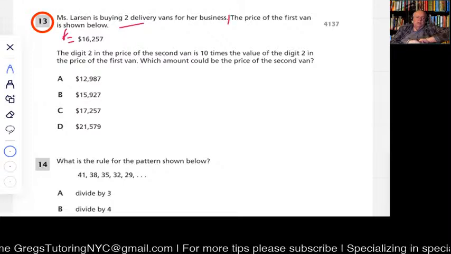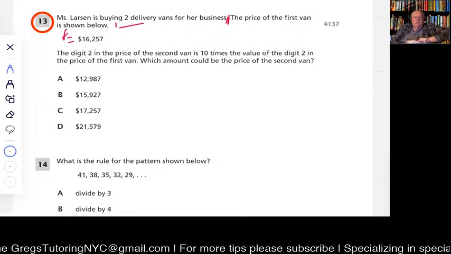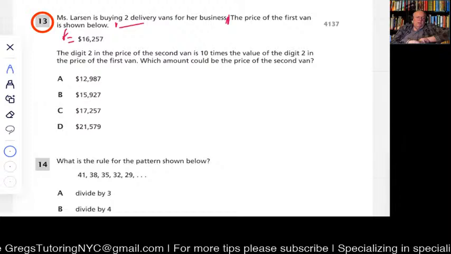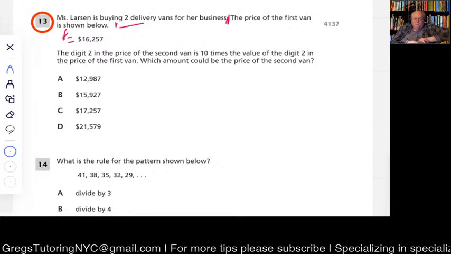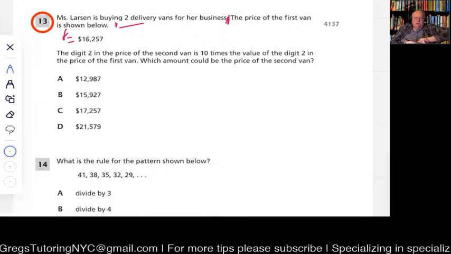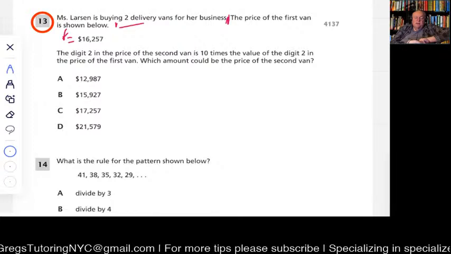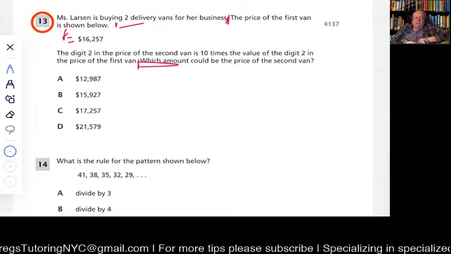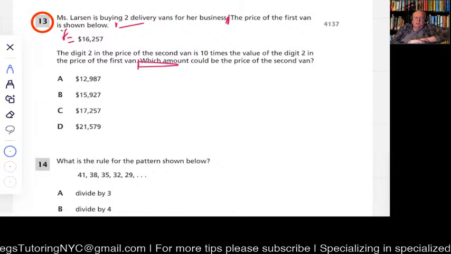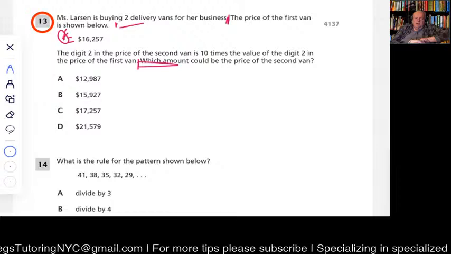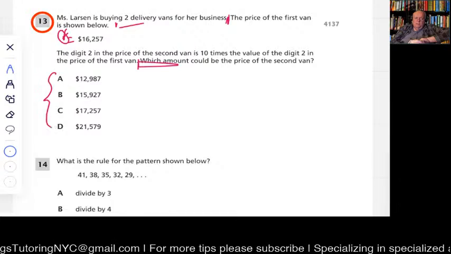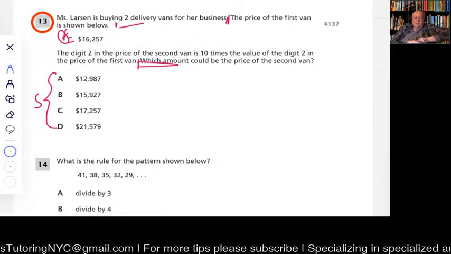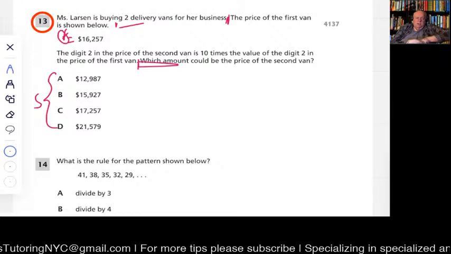The price of the first one is shown below, and it's 16257. It says the digit 2 in the price of the second van is 10 times the value of the digit 2 in the price of the first van. Huh? Which amount could be the price of the second van? So this was the first price, and something here is the price of the second van. Does that make sense to you guys? If not, just give it a second and read it through.